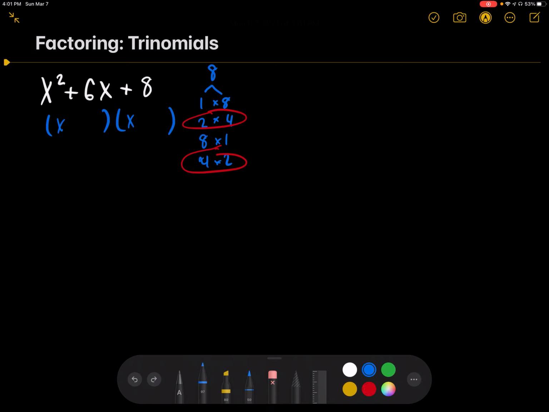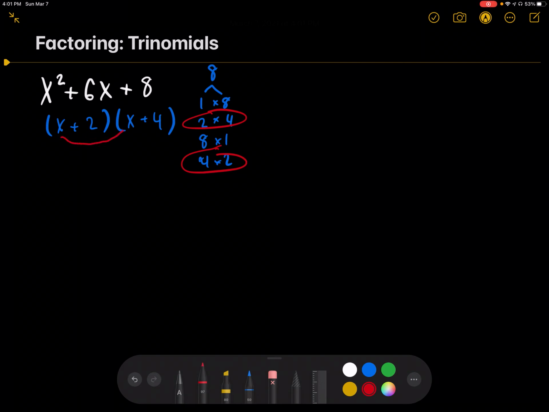And so to fill the rest in, it's just going to be x plus 2 and x plus 4. And that's all you have to do to factor. And let me show you why that works real quick. I'm not going to multiply the whole thing out, but here's why this is the correct answer.